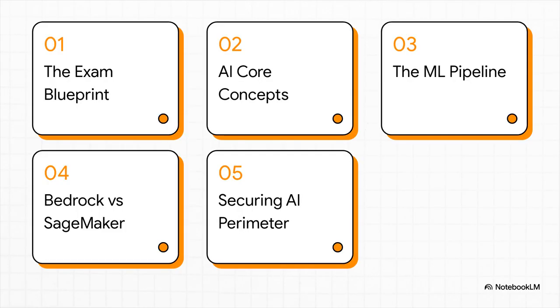All right, here is our tactical operation for today's explainer. 1. The exam blueprint. 2. AI core concepts. 3. The ML pipeline. 4. Bedrock versus SageMaker. And finally, 5. Securing the AI perimeter. Basically, we're starting by analyzing the battlefield map and ending with establishing our defensive perimeter. Let's get moving. Section 1.